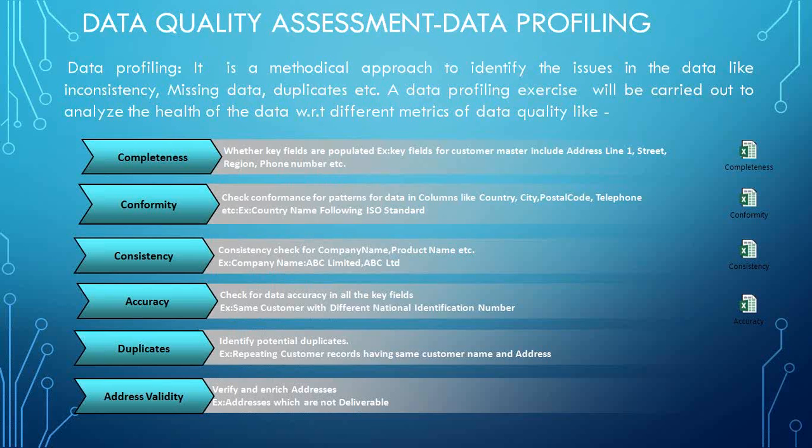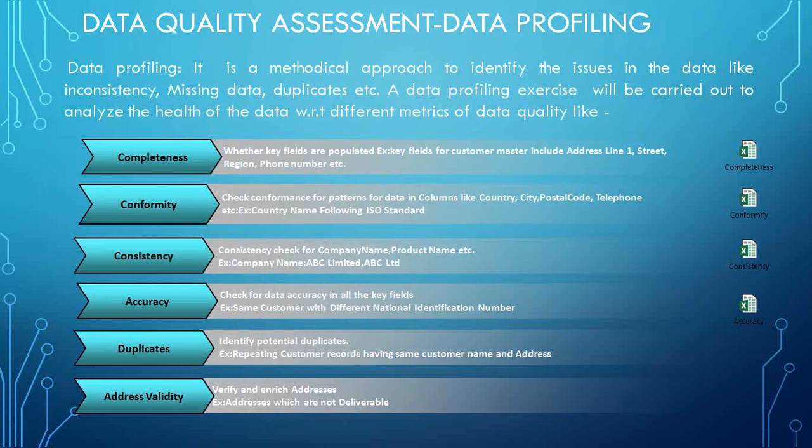Okay. So this is one of the key things which an interviewer asks the candidate. They will ask you what are the different dimensions or what is that you're going to measure as part of data profiling. Okay. So these are the different dimensions: completeness, conformity, consistency, accuracy, duplicate, and address validity. We will see one by one what is that each attribute about.